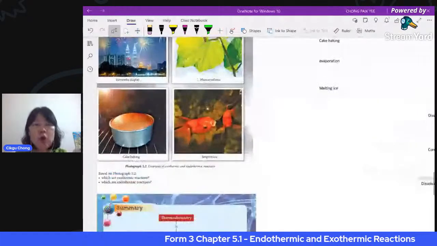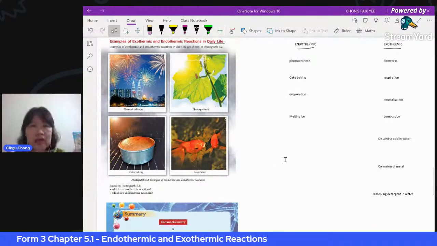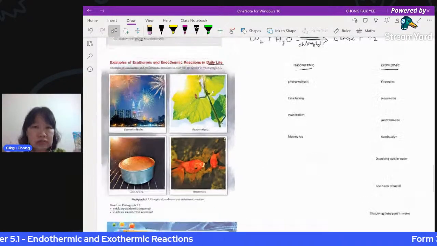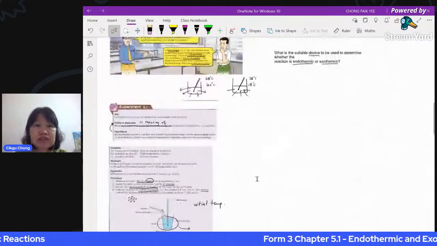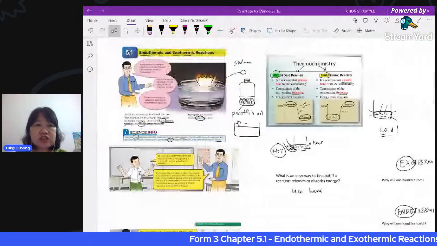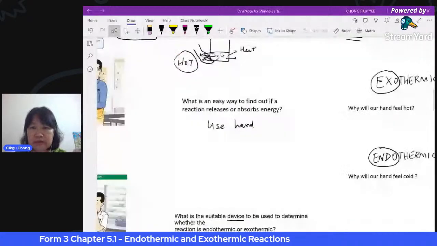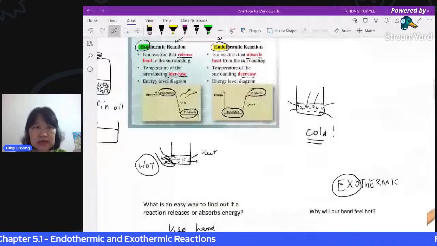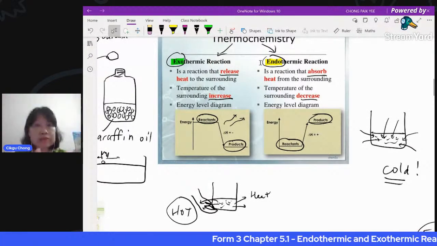What you need to remember in this chapter, I just give you a summary of everything I've done in one lesson. Number one is the definition. What is the definition of endothermic and exothermic? You need to remember this. Exothermic is a reaction that releases heat, and endothermic is a reaction that absorbs heat. This is the basic thing you need to remember.